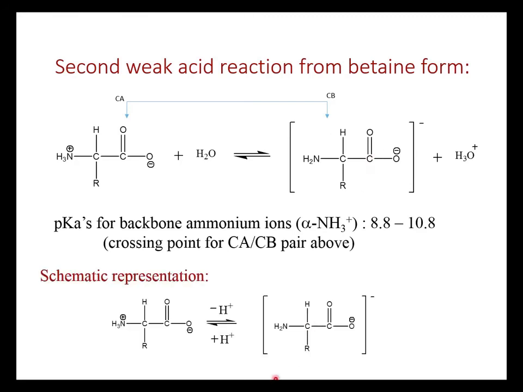The schematic representation for this, very similarly, you take the full form for the amino acid, but you just show it losing an H+ to make the next conjugate base down. So the ammonium ion has lost an H+ to form the amine. The carboxylic acid had lost its H+ in the previous step, so it's just carried along for the ride in this picture. And if we wanted to go back the other direction, we'd be adding an H+.